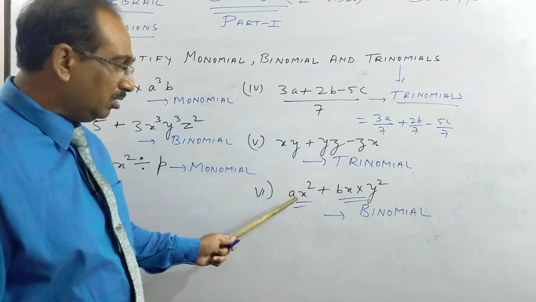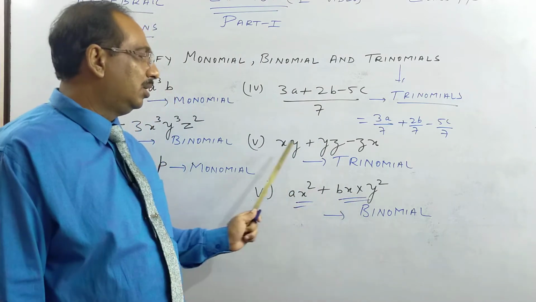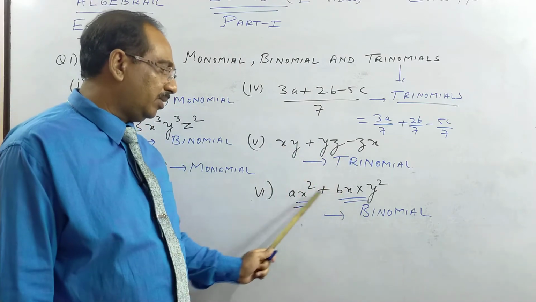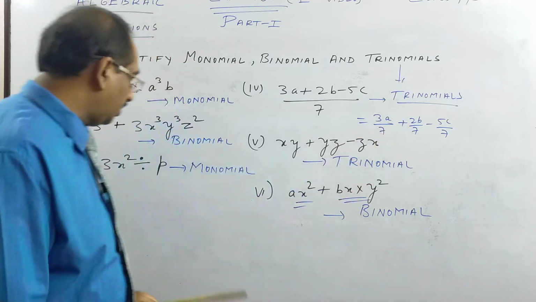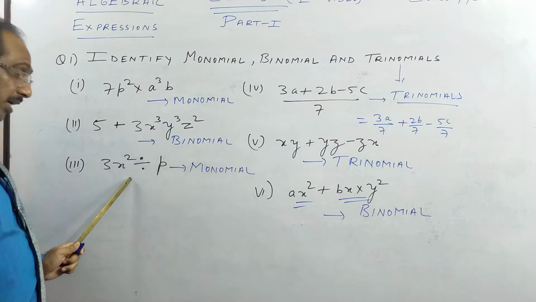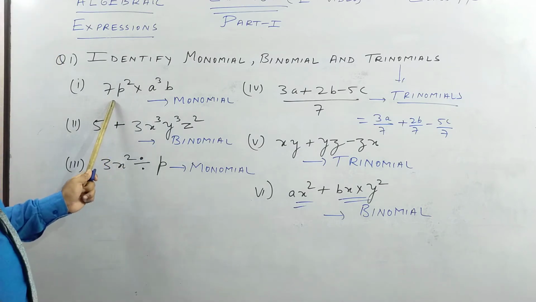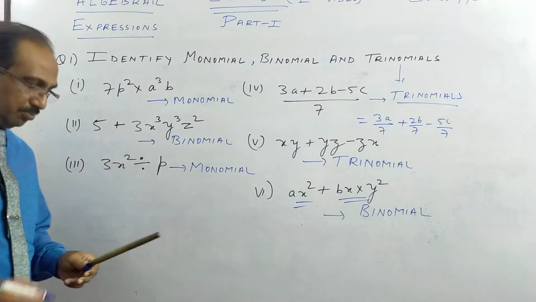Okay, once more, one term, and this is one term. 1, 2, 3 terms, trinomial. 1 plus 1, 2 terms, binomial. 1, 2, 3 terms, trinomial. There is one term, division, I explained already, monomial. This is also monomial, and there are two terms, binomial.